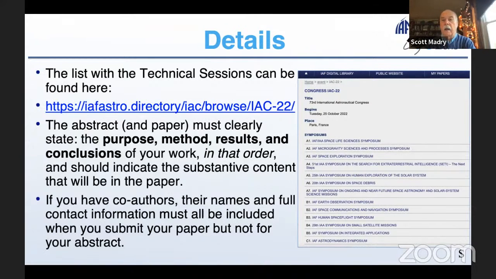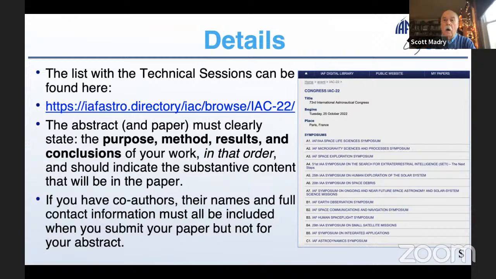So here on the right, it says Congress IAC 2022. And here are the symposia starting with A1 through A7 and then B1 and on and on and on. So there are lots of these, and you need to go through and decide which one of these symposia fits your abstract and paper the best. You can only submit to one, and you cannot submit it to multiple ones.